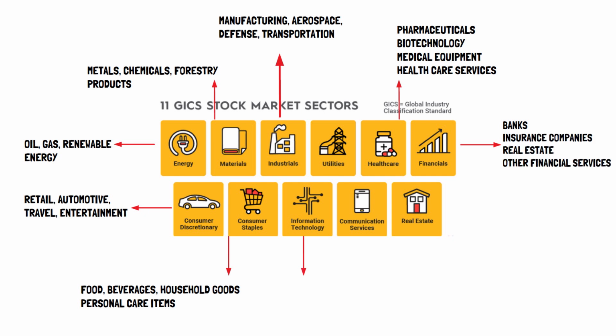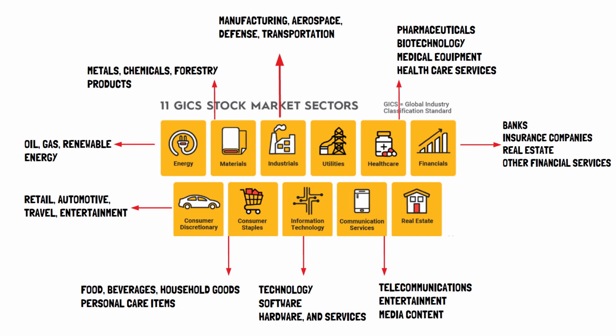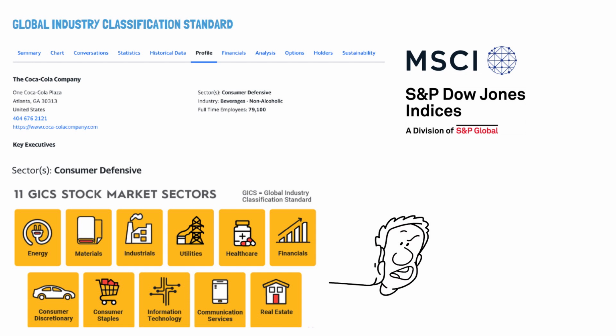Information technology. Businesses involved in technology, software, hardware, and services related to information and communication. Communication services. Companies providing communication and media services, including telecommunications, entertainment, and media content. And utilities. Companies that provide essential services such as electricity, water, and gas. And finally, real estate. Businesses involved in the ownership, development, and management of real estate properties, including REITs, or real estate investment trusts. Each sector is designed to encompass companies with similar business activities.